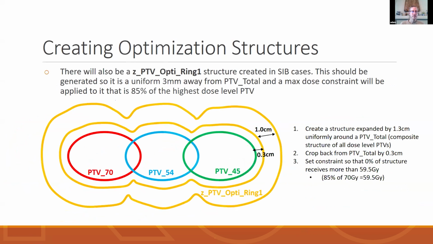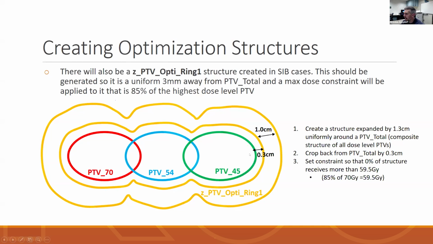If you do have multiple PTV cases, you'll still want to use this PTV Opti ring 1, and this can be generated as a uniform 3 millimeters away from the PTV total, and the max dose constraint for this structure will be applied so that it's 85% of the highest dose level PTV. And this one is a little simpler. You can see this is 3 millimeters away from all PTV dose levels.